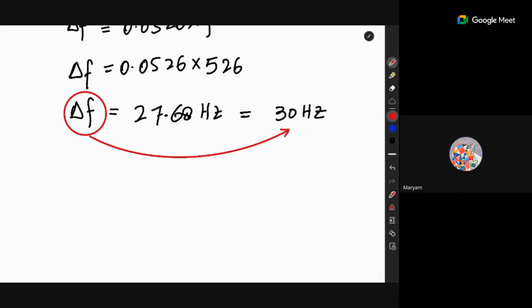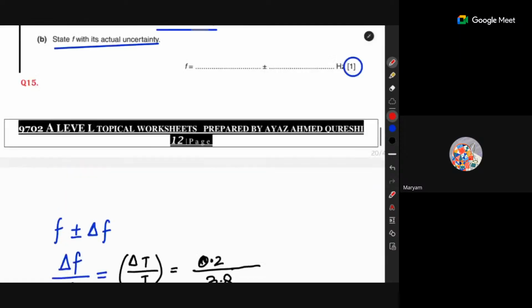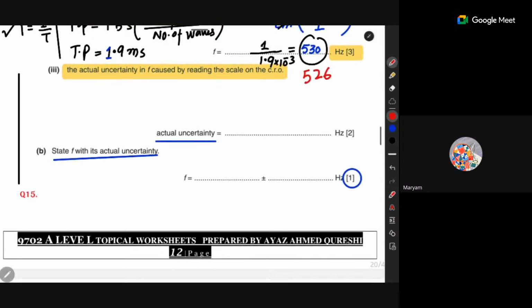Yes, sir. So actually there are two steps for this. Here, the actual uncertainty will be written as 28 hertz after all this calculation. But for this one, I would write 30 hertz. The reason behind that is I need one significant figure here. And for that purpose, I will write 530 hertz here. So is this clear to everyone?